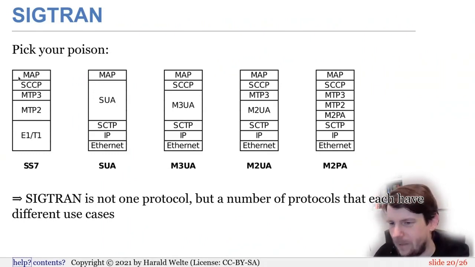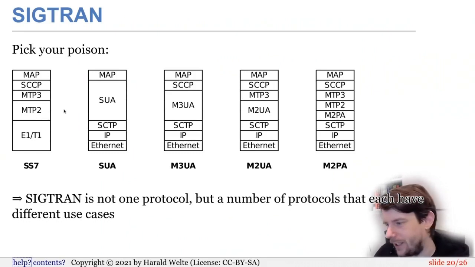So we have TCAP and MAP at the top part, which is our, let's say, application layer. And then on the bottom, we have SCCP on top of MTP3, on top of MTP2, on top of MTP1, which is an E1 or T1 time division multiplex line.